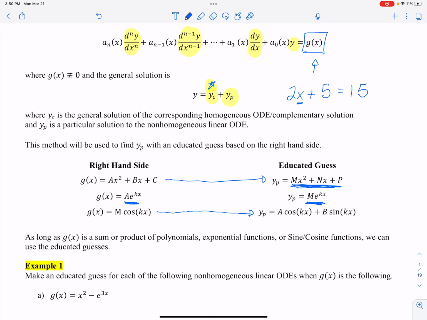Well, cosine and sine, just like if I take a derivative of cosine, I get negative sine. Take the derivative of negative sine, I get negative cosine. Take the derivative of negative cosine, I get a sine. It just flips back and forth.